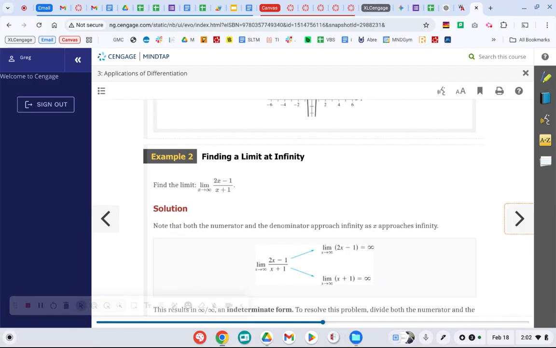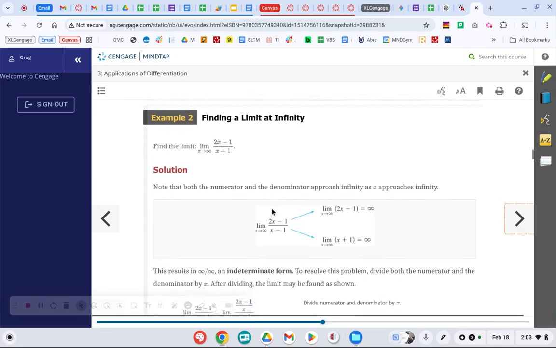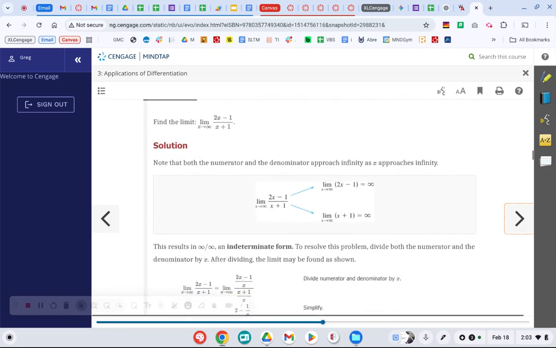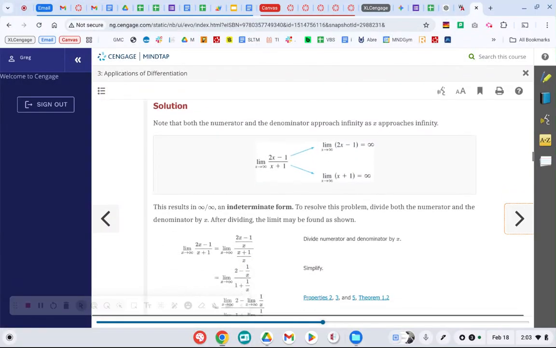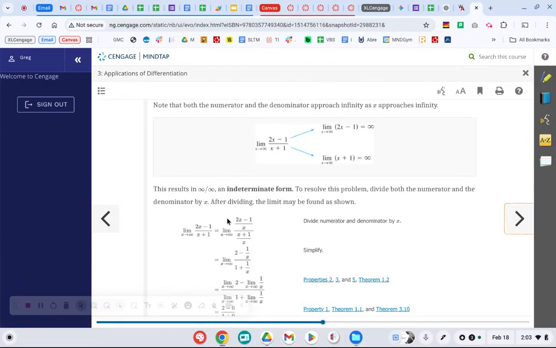Essentially, you've got infinity on the top, infinity on the bottom. These constants will not have a significant impact once we put in infinity. So you basically have 2 times infinity over infinity. Well, guess what? That's 2. Here's how you do it. Here's the math. Divide everything in the numerator and the denominator by x. So 2x minus 1 over x and x plus 1 over x.